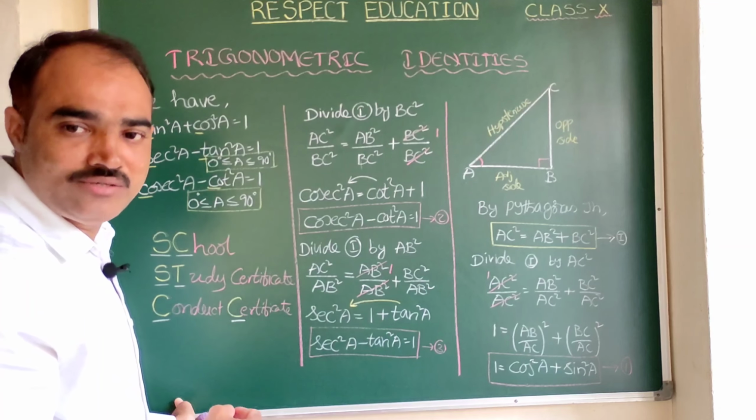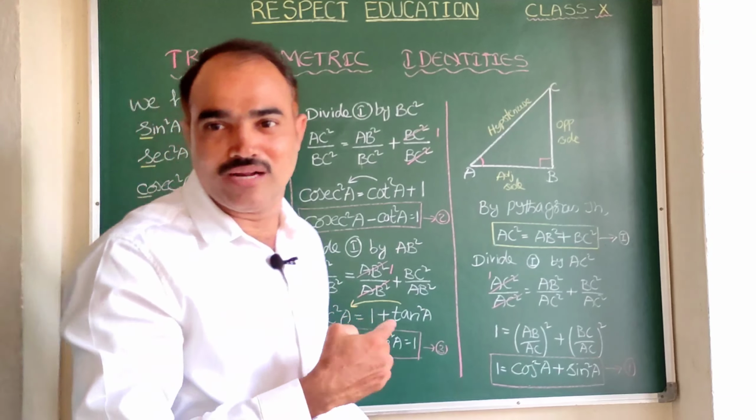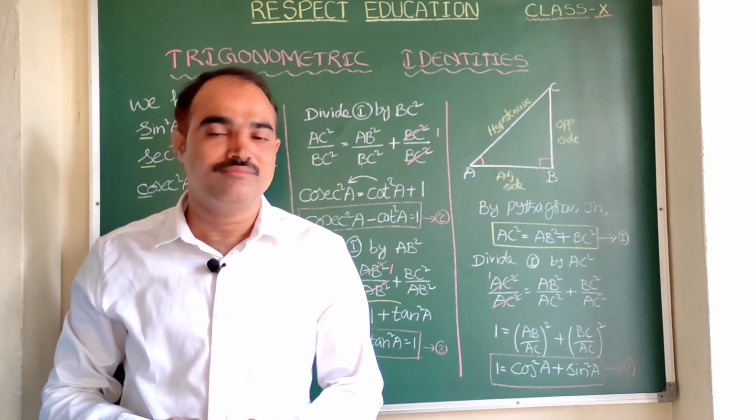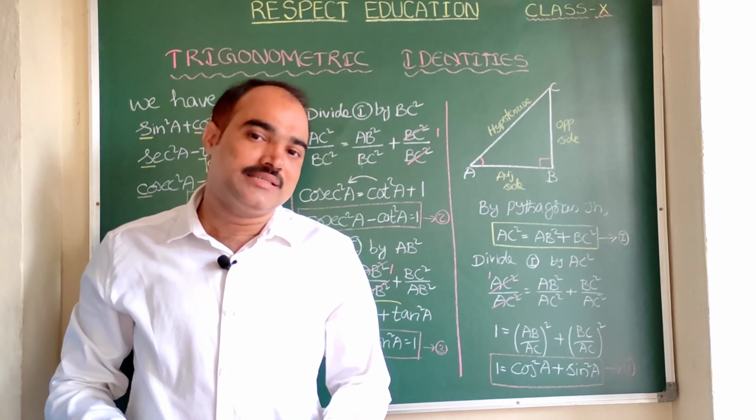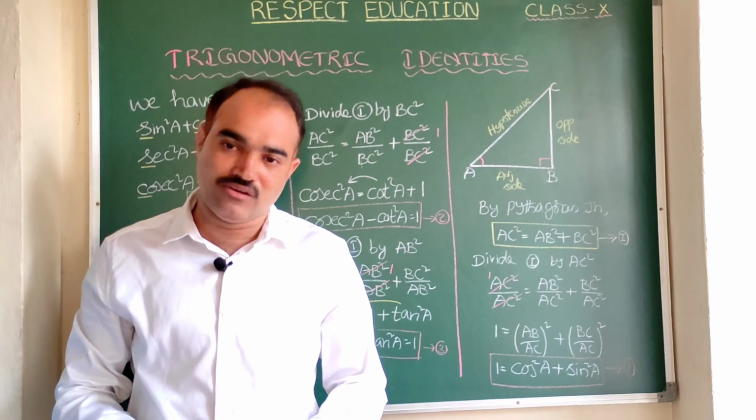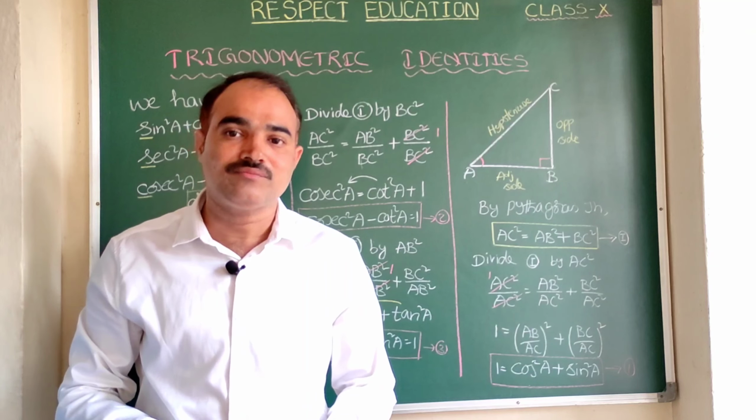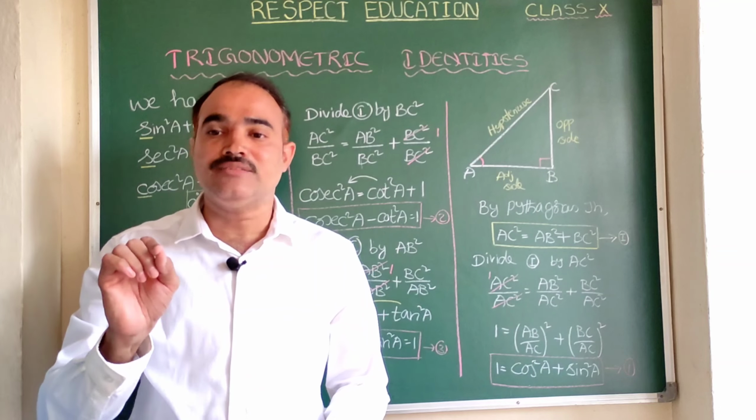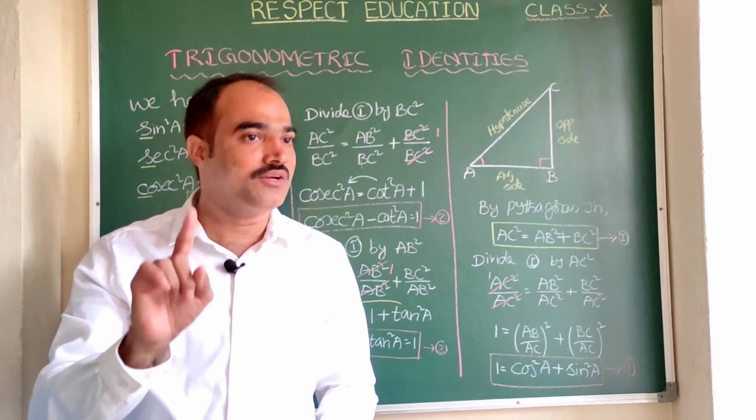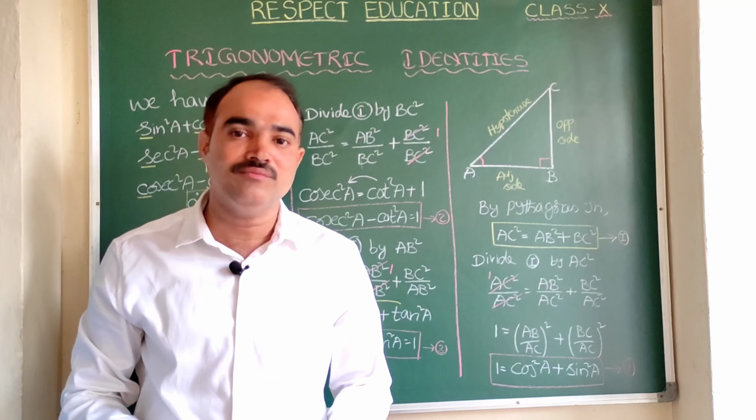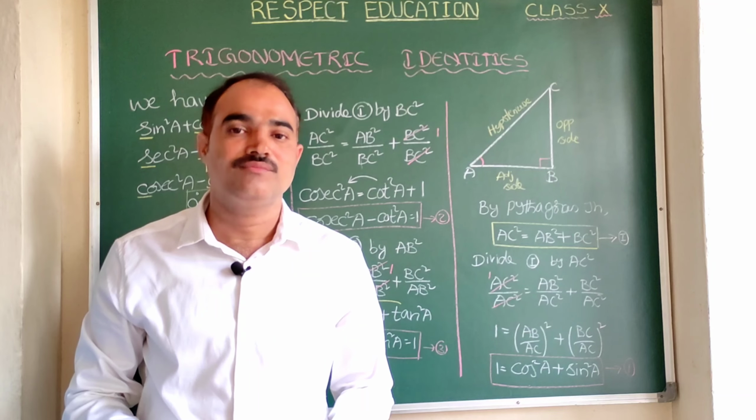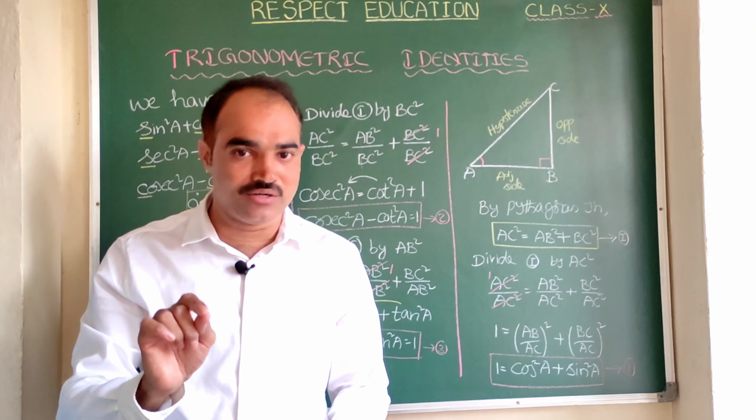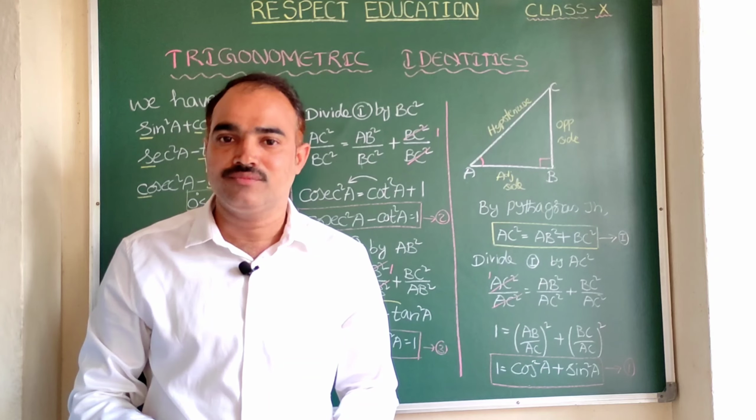Can you say it now without seeing? Shall we try? Yes, sir. But don't look at the board, right? Okay, what is the first identity? Sin square theta plus cos square theta is equal to 1. What is the second identity? Secant square theta minus tan square theta is equal to 1. And third identity? Cosecant square theta minus cot square theta is equal to 1. Any doubt? No, sir. Okay.